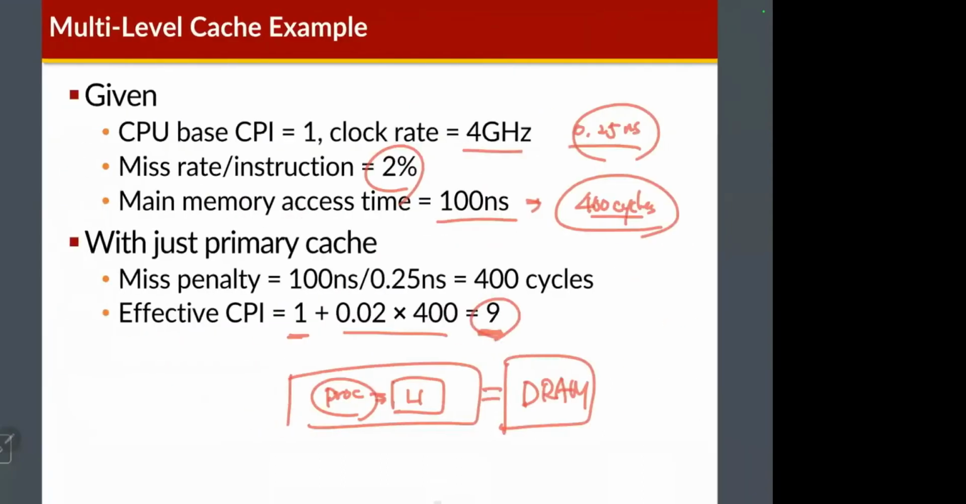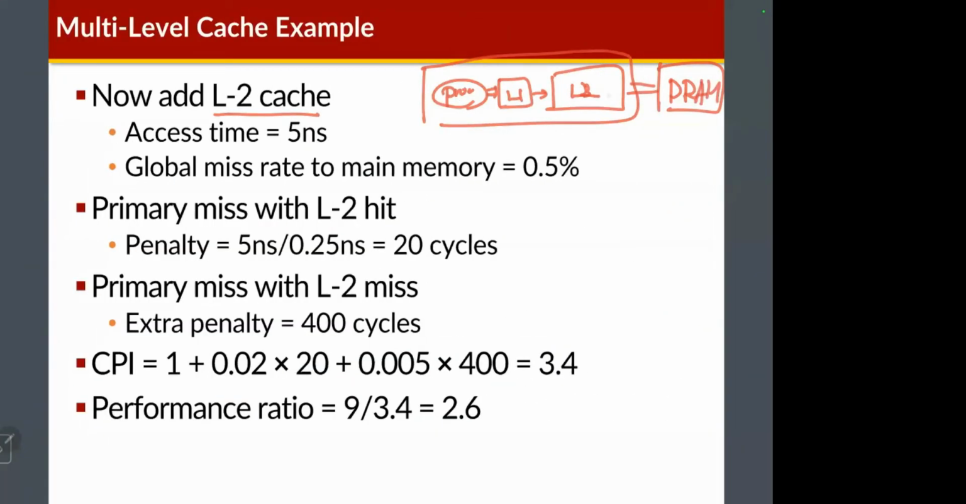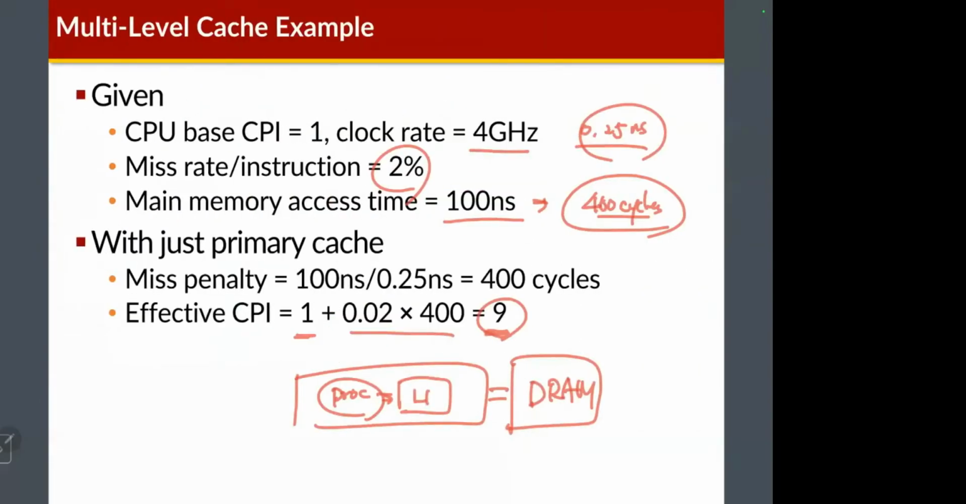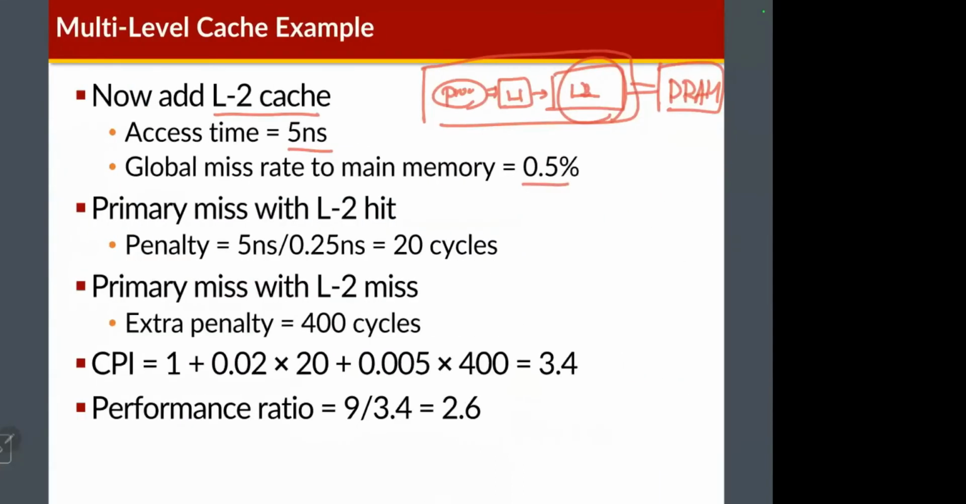So with the multi-level cache configuration, the L2 cache is located between L1 and DRAM. Let us assume that the access time to the L2 cache is 5 nanoseconds, and the global miss rate to the main memory is 0.5%. As you can see, the miss rate is decreased because we use the L2 cache to reduce the miss rate to the main memory.